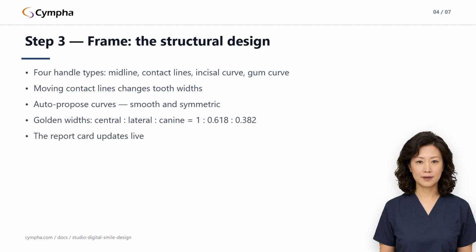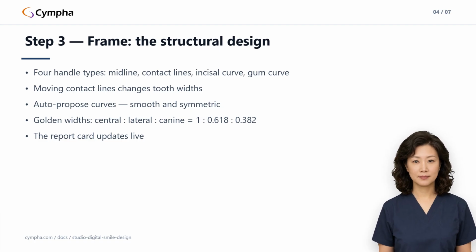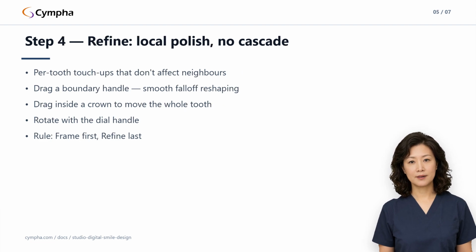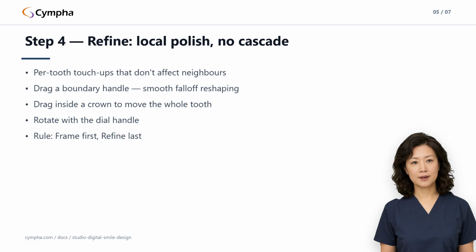Refine is the opposite discipline. Local, per-tooth cosmetic touch-ups that don't cascade to the neighbors. Drag a boundary handle to reshape a single contour. Neighboring points follow with a smooth fall-off, so the edit stays organic instead of angular. Drag inside a crown to move the whole tooth. Rotate with the dial handle. It's the detailing pass, the incisal corner that needs softening, the one lateral that sits a touch proud.